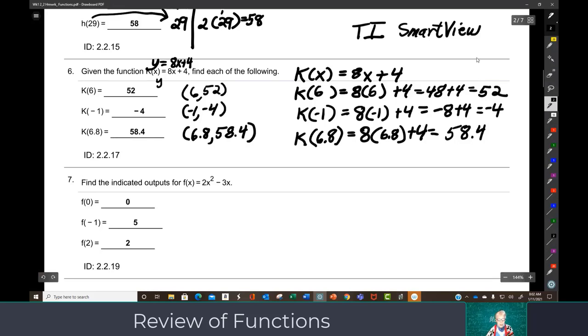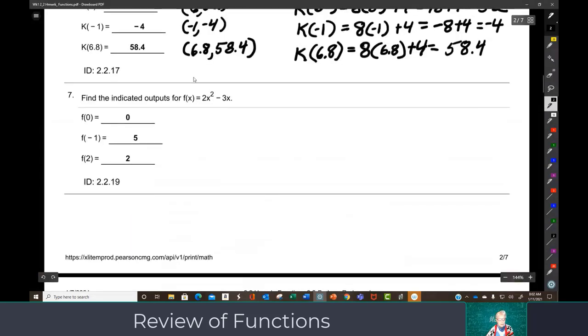Okay, now, let's do this one too, because notice, you have variables in two places. You have the X in two places. That means you're going to put these X coordinates in two places. It's also a good chance to learn how to use the calculator. We're going to have F of X equals 2X squared. I'm writing big, so I'll have room to put X in for these numbers, minus 3X.